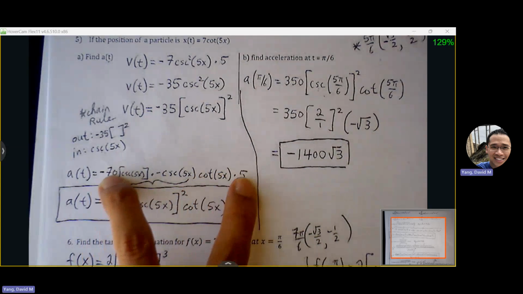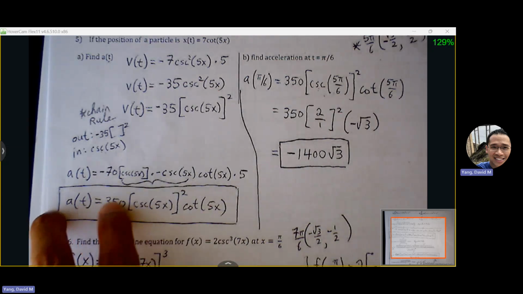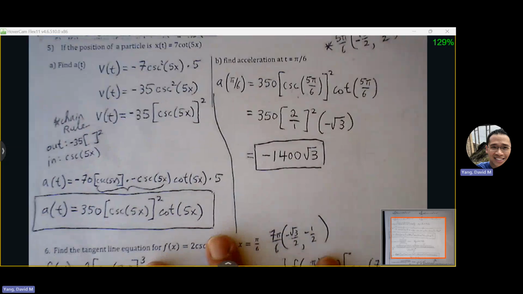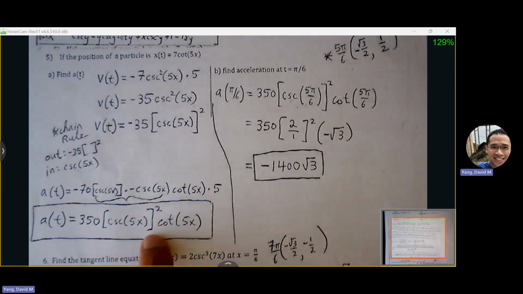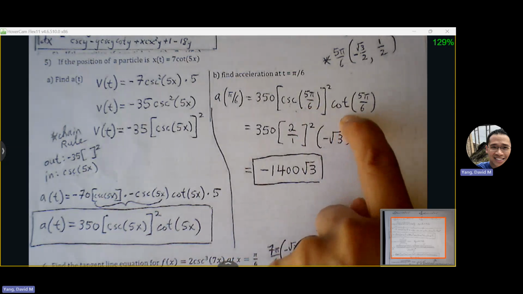Now, if you didn't want to multiply these numbers together, you can just stack them next to each other and say 70 times 5. That's fine. You don't have to multiply the numbers as long as they're all there. Okay, but we do have to plug in pi over 6 in for x. So we have to evaluate cosecant of 5 pi over 6 and cotangent of 5 pi over 6.